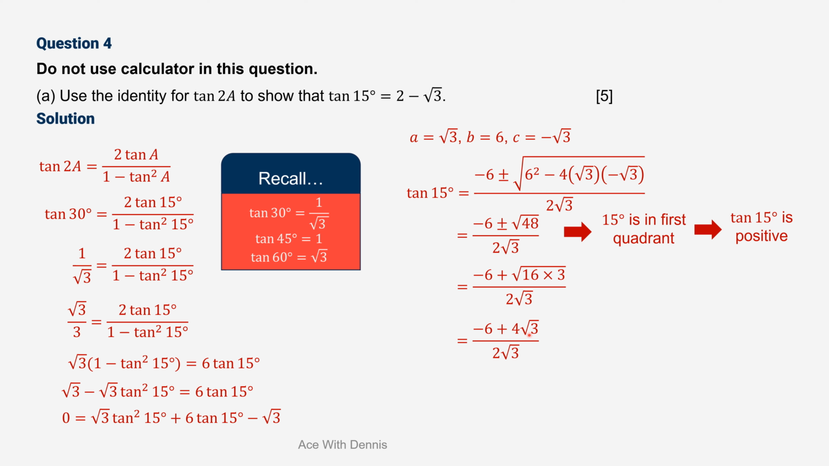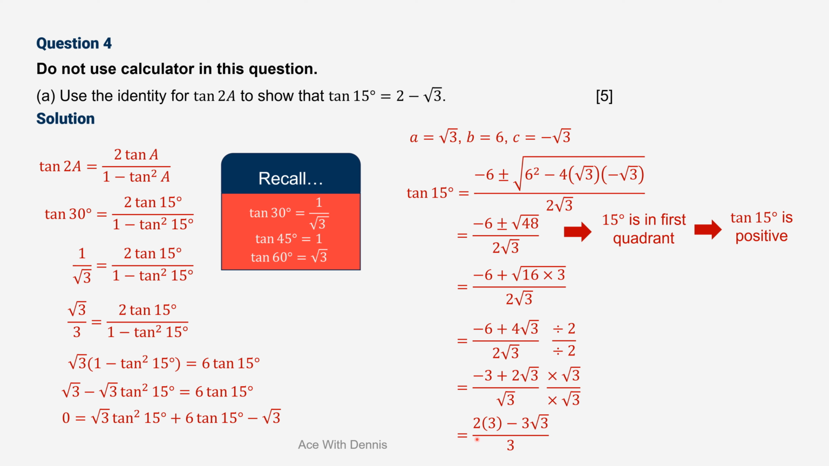Okay, now one thing, a very common mistake made by students is they will cancel the √3. For this case, we cannot just cancel the √3, because at the top, the numerator, we have two terms, negative 6 plus 4√3. So what we can do is, the first thing is we can get rid of the 2 here by dividing 2 for the numerator and the denominator. We get negative 3 plus 2√3 over √3. And I want to get rid of the √3 at the denominator. I can rationalize where I multiply √3 for both numerator and denominator.